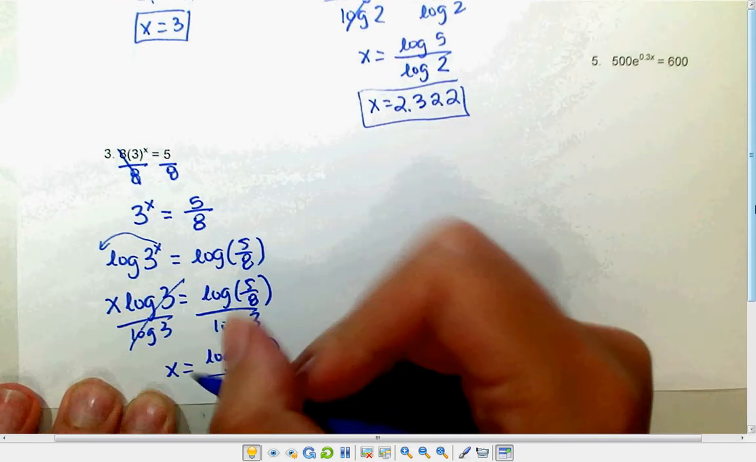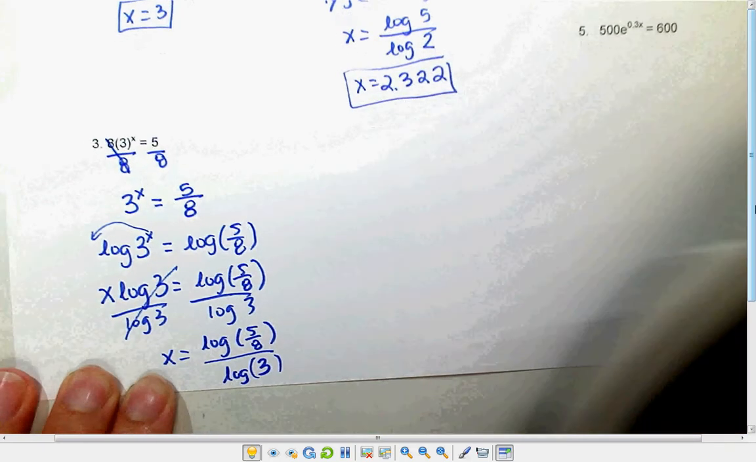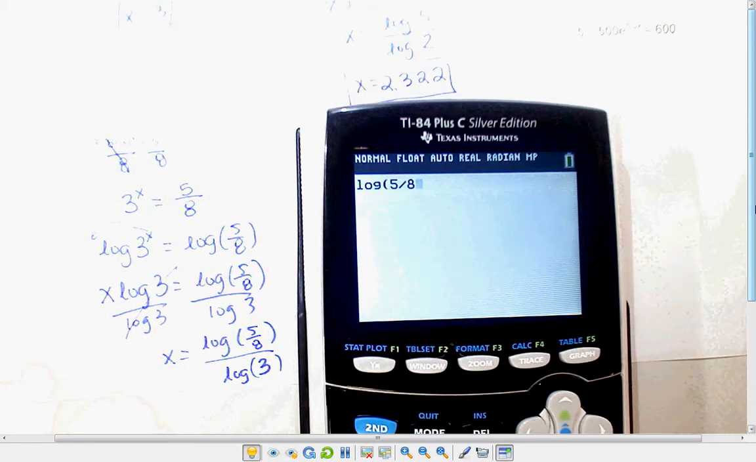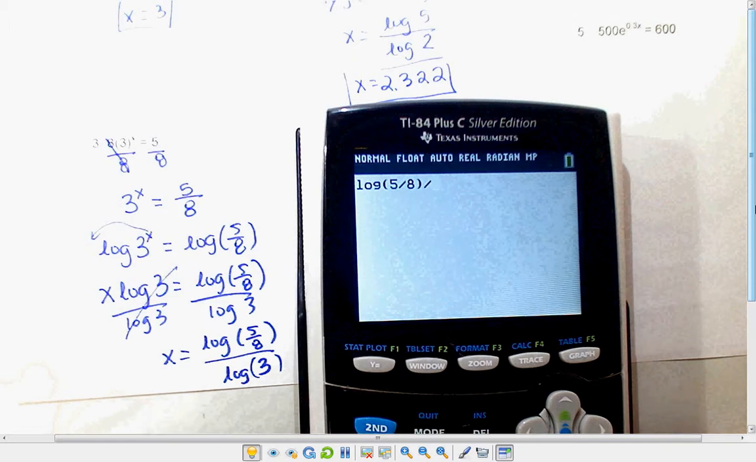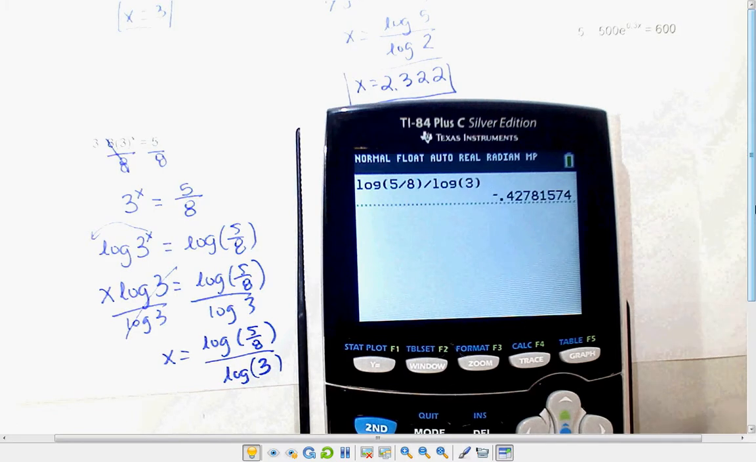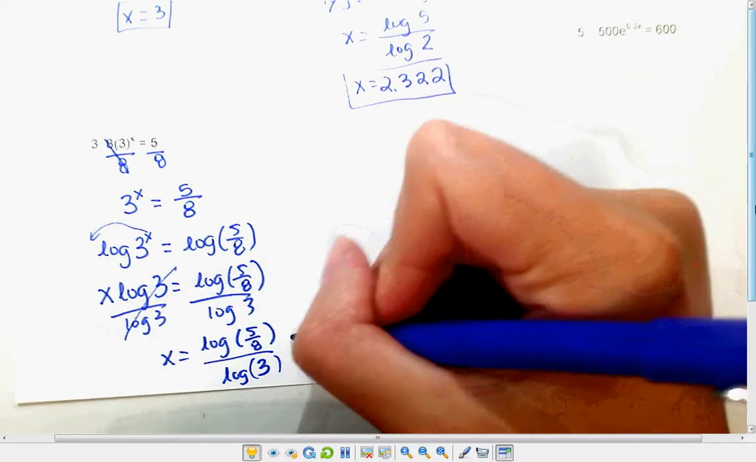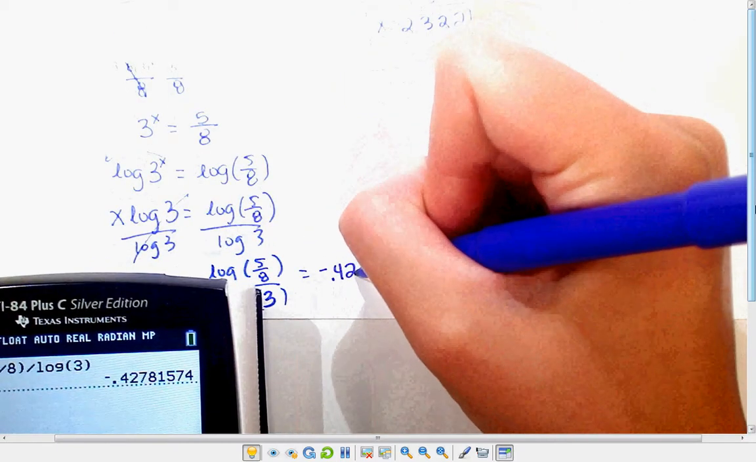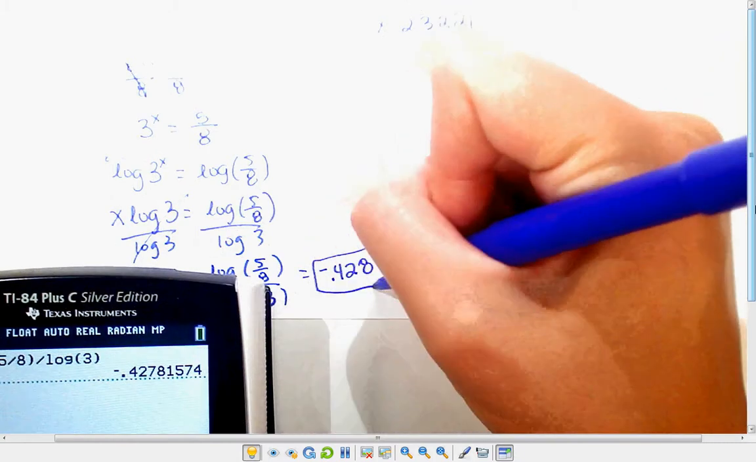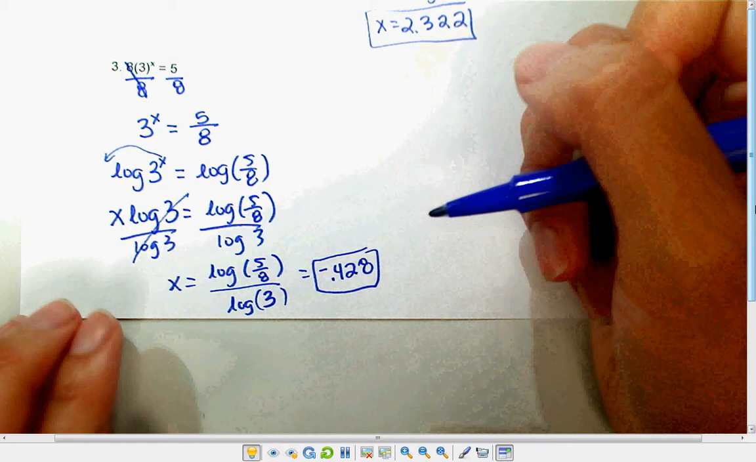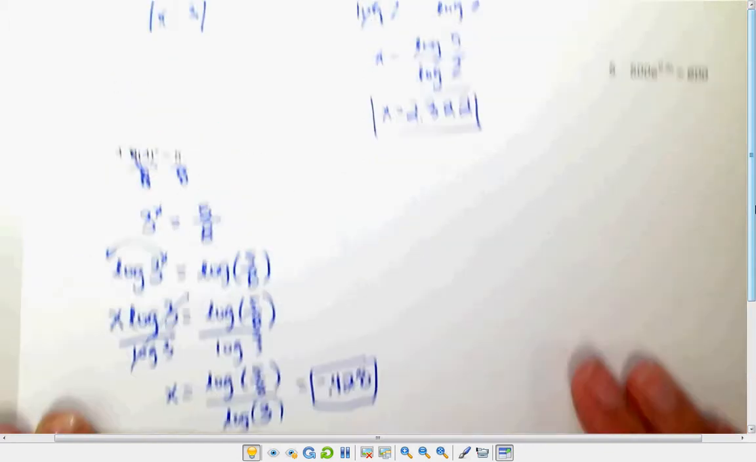And again, I'm going to put this in my calculator. So type in log of 5 divided by 8, close parentheses, divided by log of 3. And this is going to give us our answer, which is negative 0.428, rounded to 3 decimal points. That's my answer. Okay, let's look at one that's a little bit more complicated now. So if we go up to number 4.